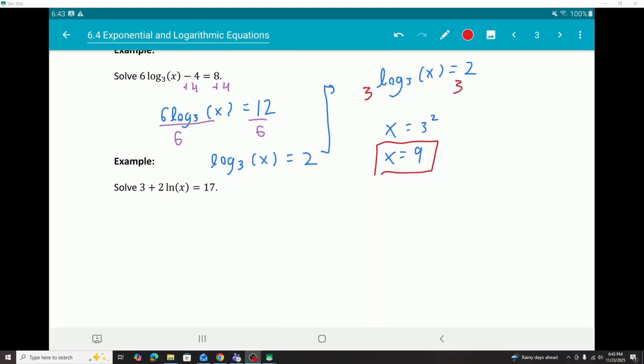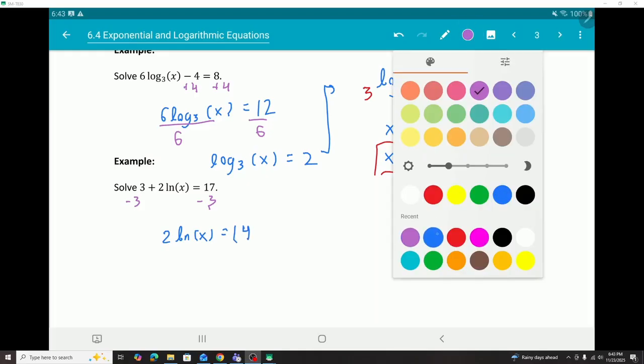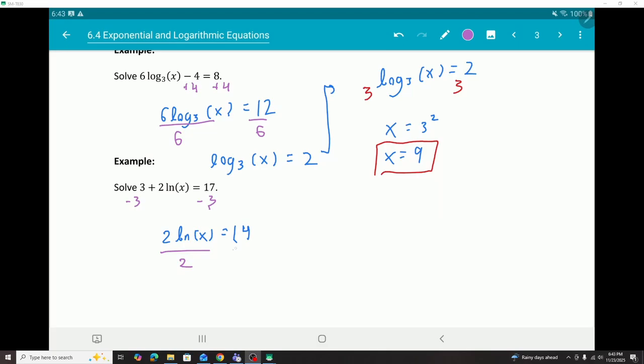So let's do another example where the numbers are a little bit dirtier. So solve 3 plus 2 natural log of x equals 17. To do that, I'm going to subtract 3, move 3 over. I get 2 times natural log of x equals 14. Divide by 2. Get the natural log of x equals 7.